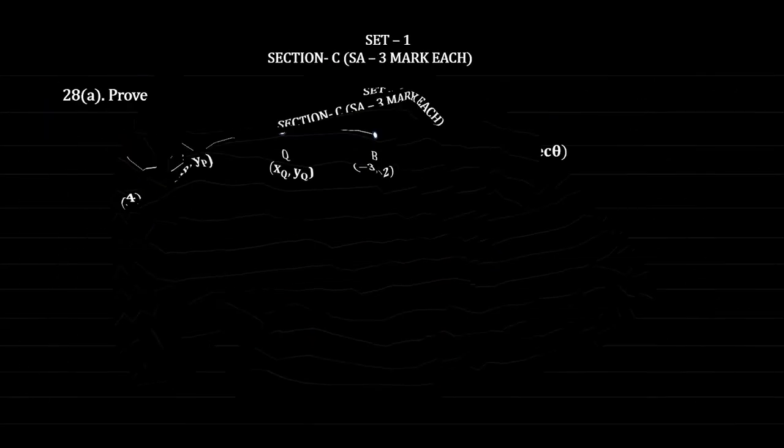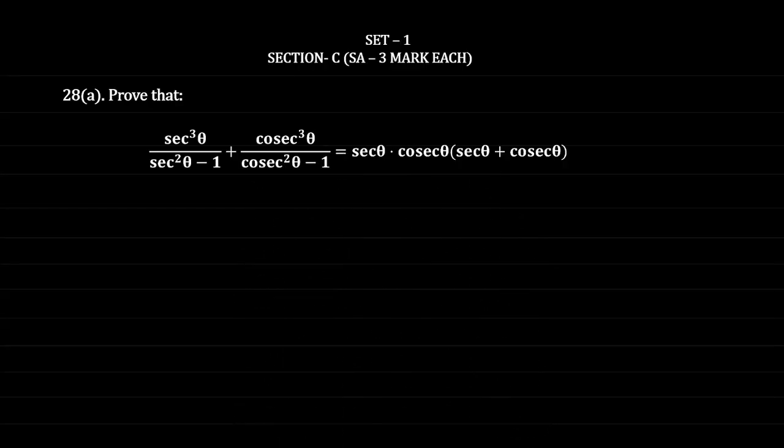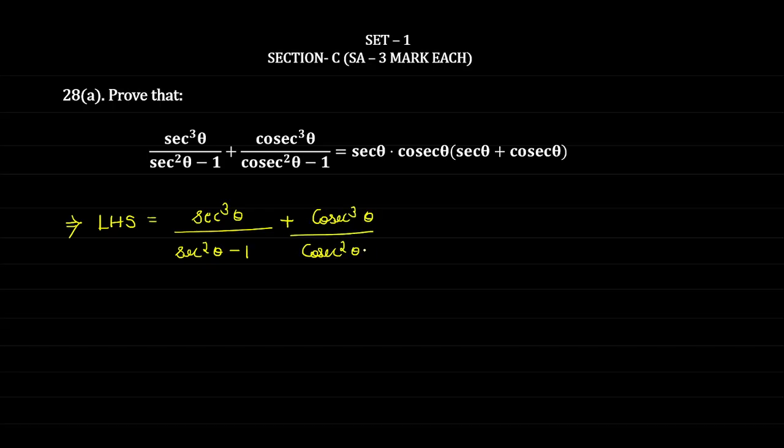Moving on to the next question, which is a trigonometry question. Okay, so let's see here. We have secant cube of theta divided by secant square theta minus 1 plus cosec cube theta divided by cosec square theta minus 1, and we have to prove the RHS. Okay, so let me take the LHS here. That is equal to secant cube of theta divided by secant square theta minus 1 plus cosec cube of theta divided by cosec square theta minus 1.